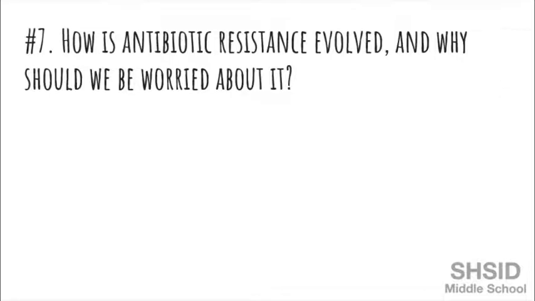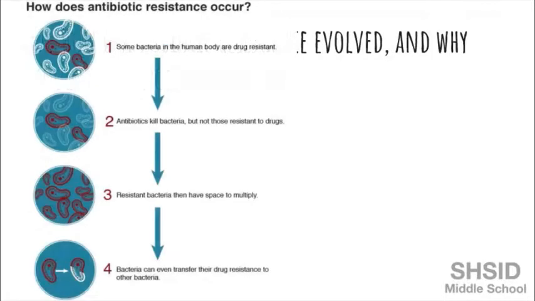Number 7, how has antibiotic resistance evolved and why should we be worried about it? Well, remember that sometimes resistance just occurs naturally. Bacteria are mutating all the time. They get all kinds of crazy mutations. They just change quickly. And some of those mutations might cause resistance. And if you have some of those bacteria that have the resistance in a large infection, right, your antibiotics will kill off the bacteria, most of them, but not those resistant to the drugs. Then those resistant bacteria have space to multiply. And they can even transfer their drug resistance to other bacteria through conjugation or transduction.